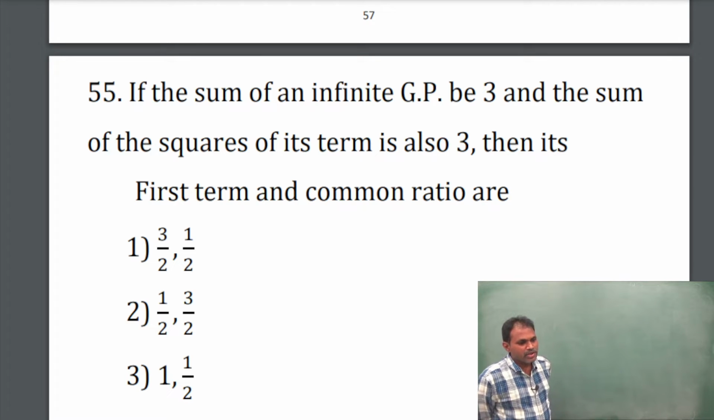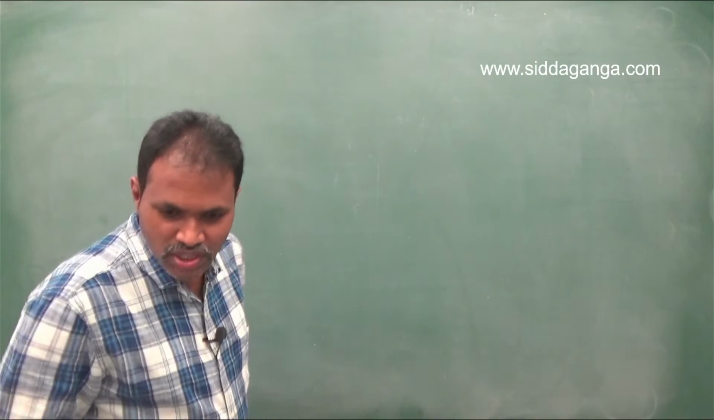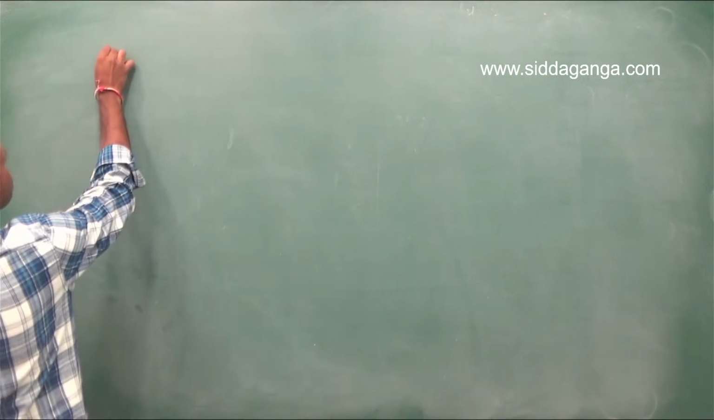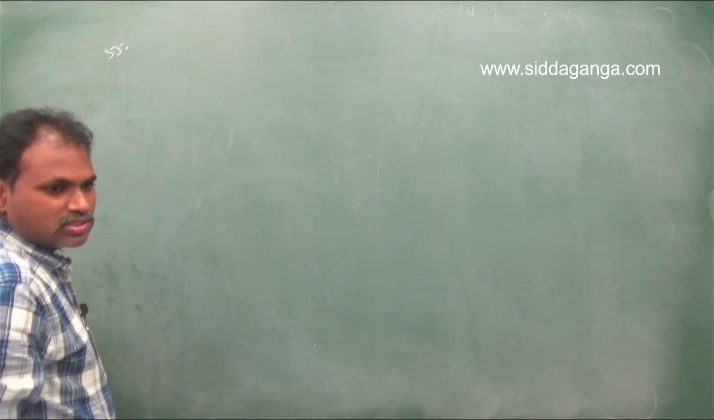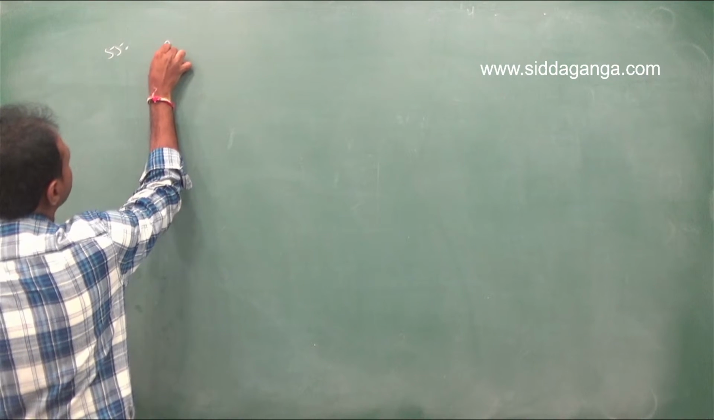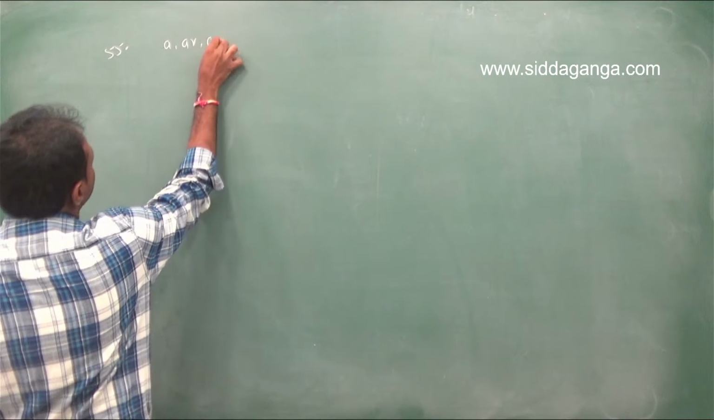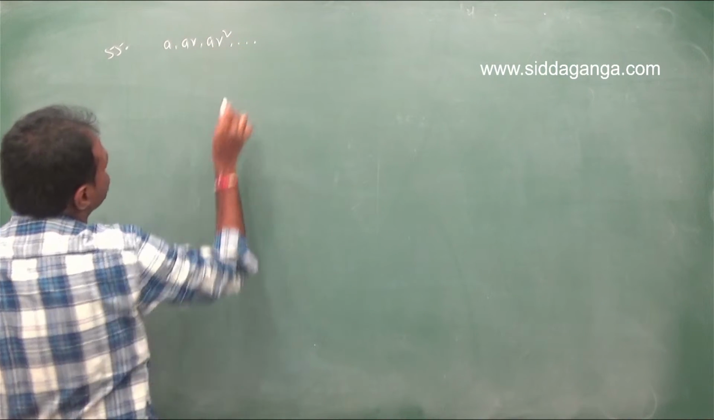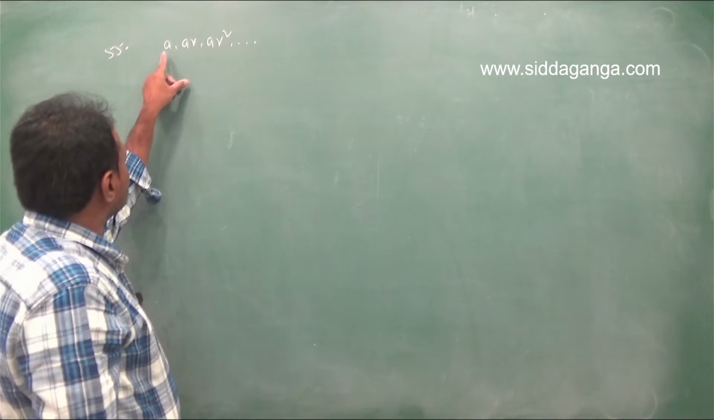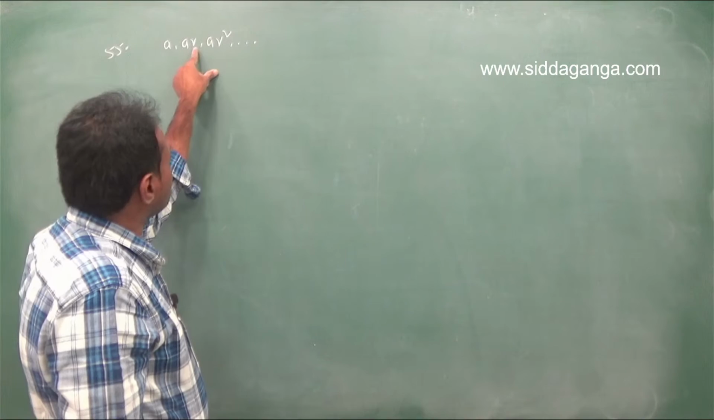If the sum of an infinite GP is 3 and the sum of the squares of its terms is also 3, then find its first term and common ratio. Here the infinite GP is a, ar, ar square, and so on. This is the GP: a, ar, ar square, up to so on.